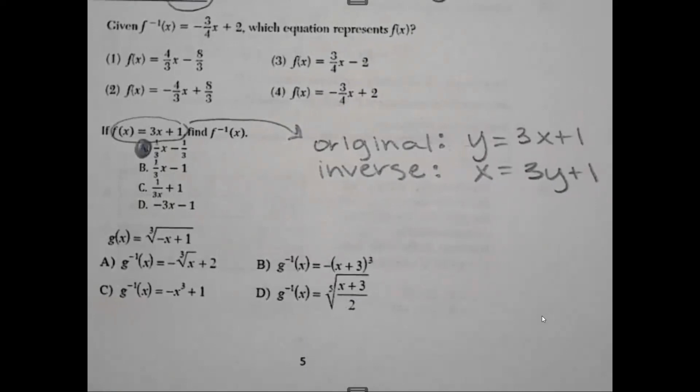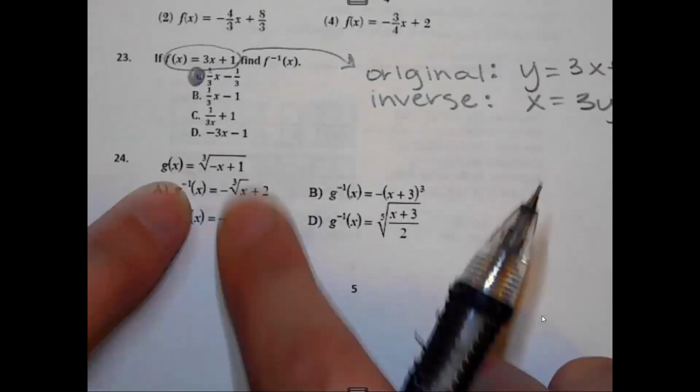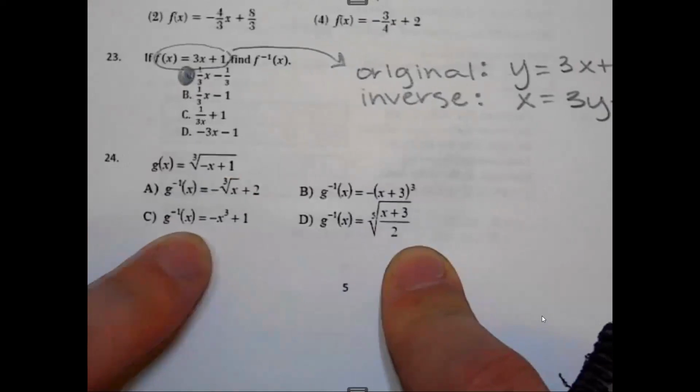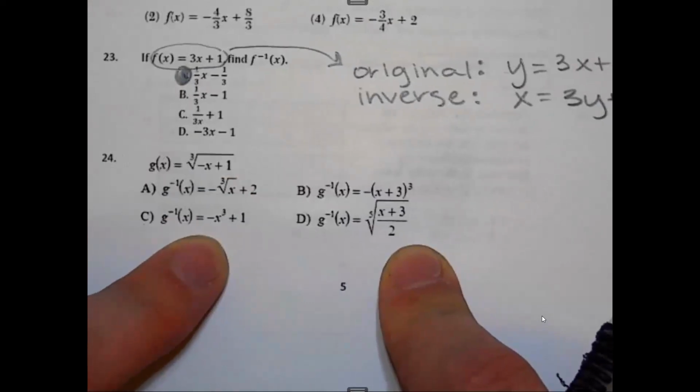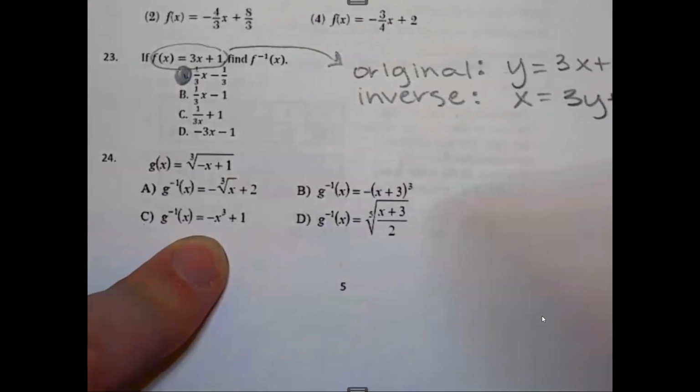Desmos is embedded into the online test. All right, 24. So what should we do? They say g of x is the problem and they want you to find the inverse. What do we do? Yeah, switch x and y.